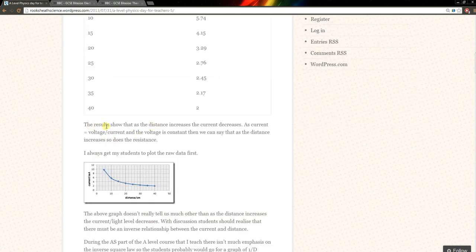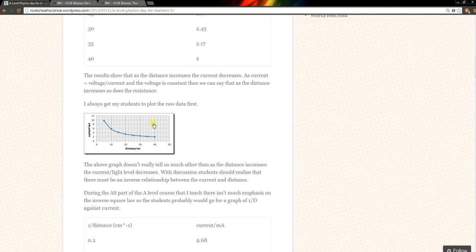Okay, so their results they've mentioned here, they've summarized. As the distance increases, the current decreases. In fact, they've also mentioned that they've kept the voltage constant. So, as the distance increases, so does the resistance. That's what we said for our results. As the distance increases, so does the resistance. This could be used to support our primary data and increase our confidence in what we've said for our hypothesis.